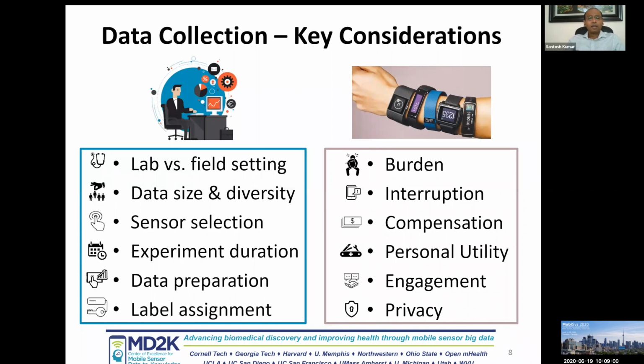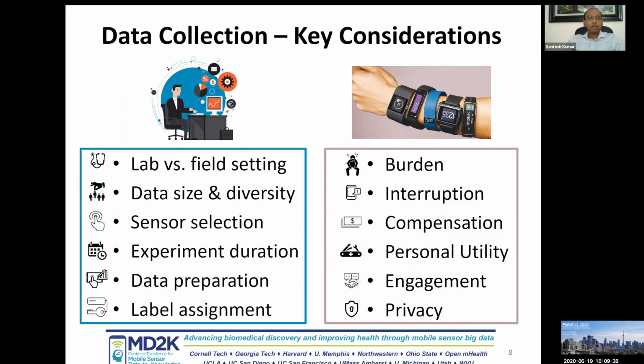When we think about data collection from a researcher side, as I show on the left side, there are different considerations. Should the data be collected in the lab or the field setting? What should be the data size? What should be the diversity in terms of the data, in terms of participant selection, in terms of scenario that is covered? Which sensors should be used? What should be the experiment duration? And then how should the data be prepared? How should labels be collected and assigned to the data?